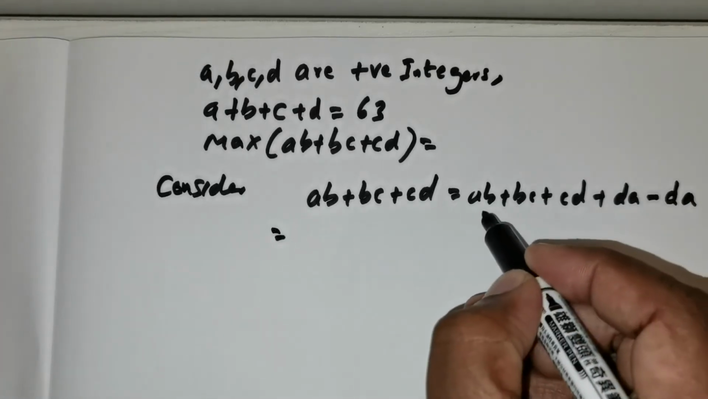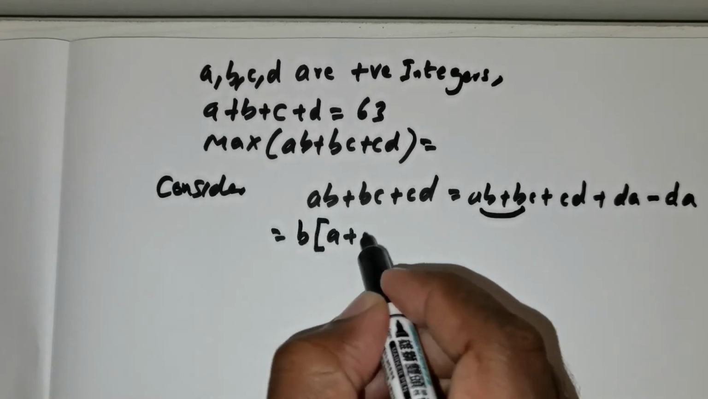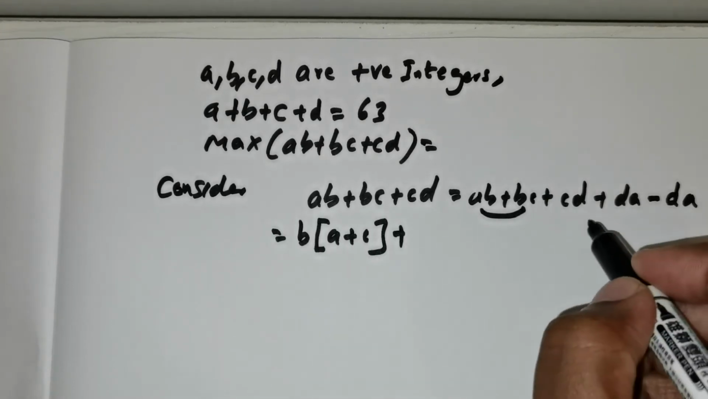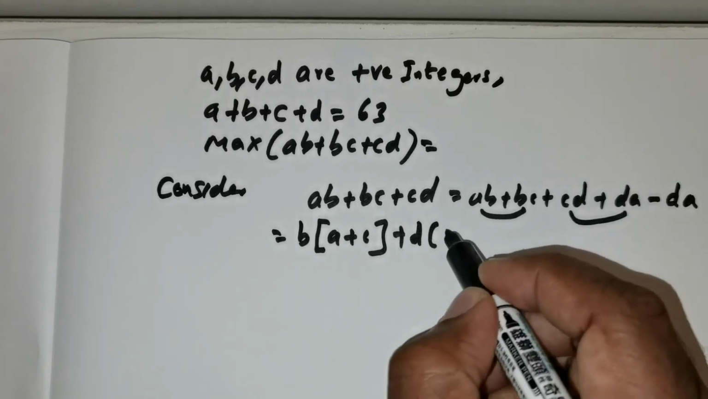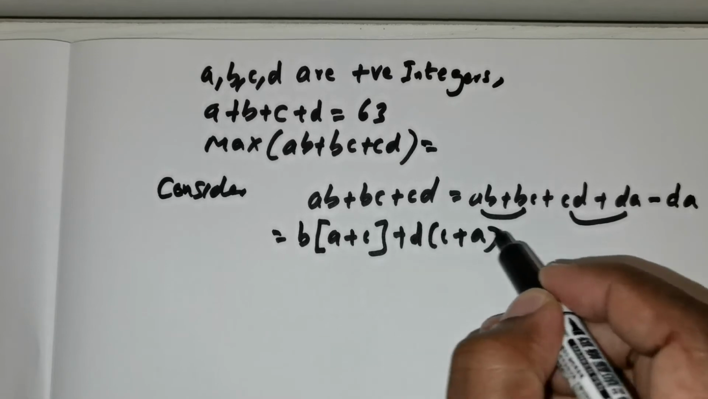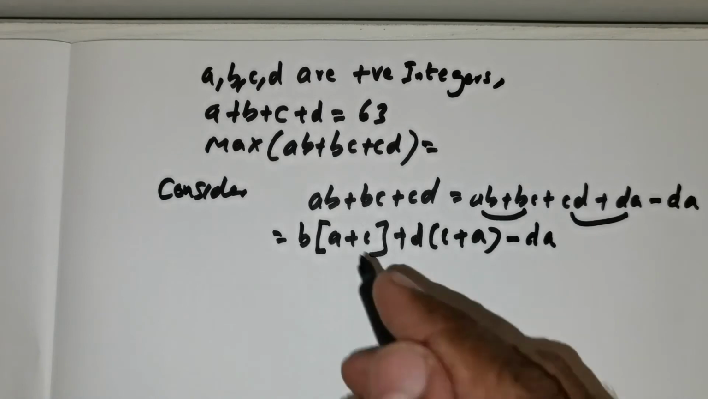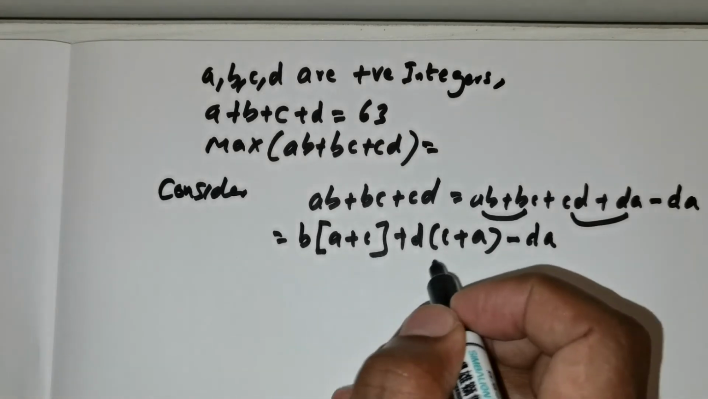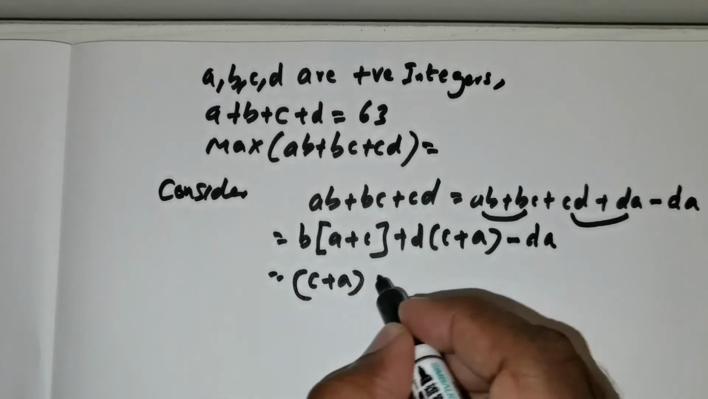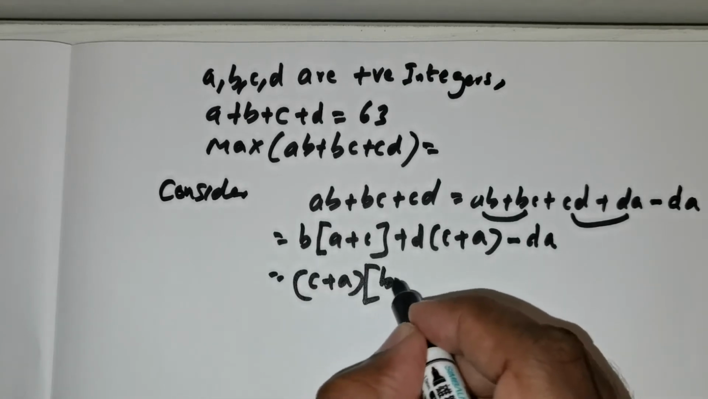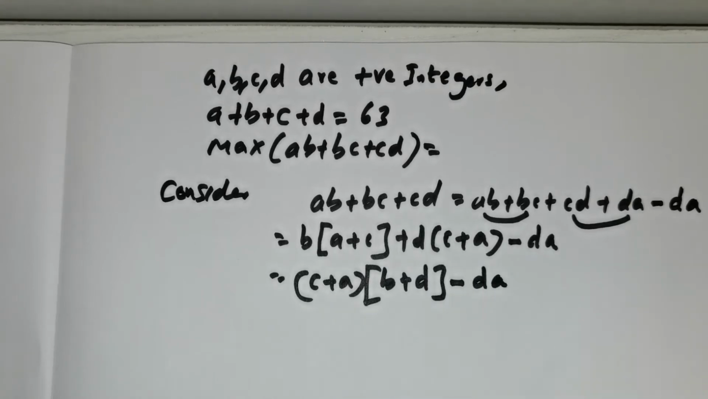Now this is equal to, I would be clubbing these two quantities, taking B out, I would have A + C. I would be clubbing these two quantities, taking D out, I would be having C + A. Of course, the last quantity is DA. Now, C + A is appearing twice. So let me take C + A out. So when I do that, I would have B + D followed by a negative DA.